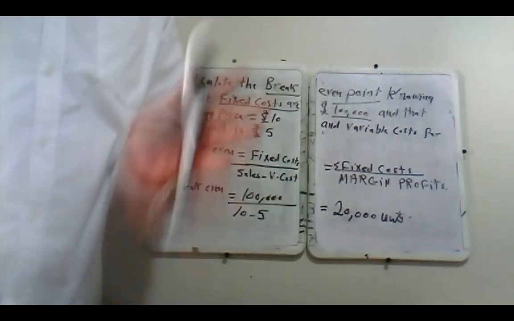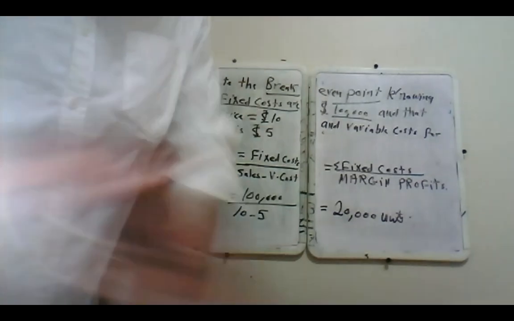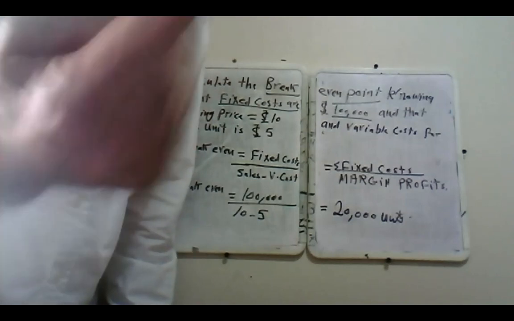In this production of 20,000 units, there are no profits, no losses. I'm just barely covering all my expenses, but I didn't gain even a profit. I didn't gain even 1 cent.